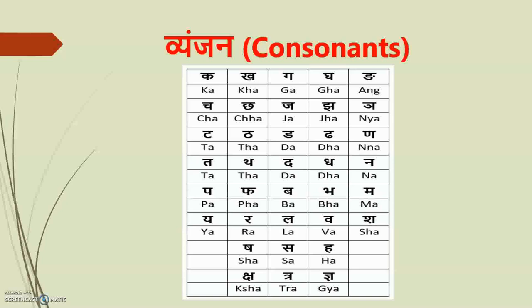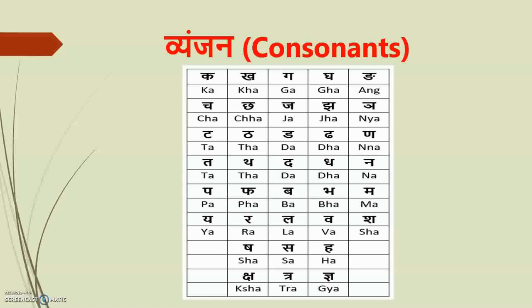The first letter that we see here is y. The next one is r. The next one is l. The next one is v. And then we have sh.